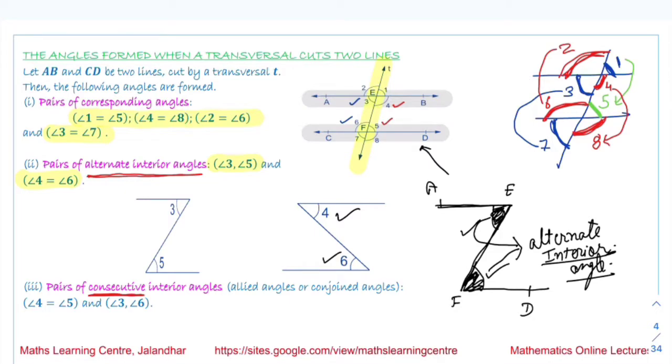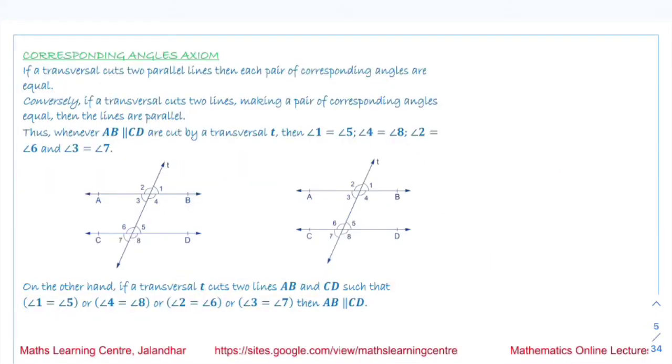Now the next we have is the corresponding angles axiom. We need not prove this axiom. What we are saying is that if a transversal cuts two parallel lines, AB and CD are now two parallel lines. In the previous case, we were not talking about the parallel condition. Here two parallel lines are there, and we have a transversal. This line T is the transversal line.